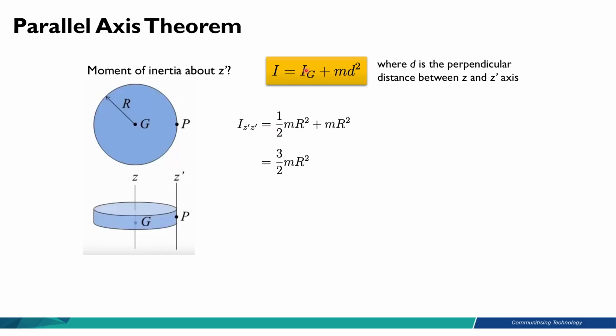So in this case, Ig about the Z-axis is given, from our previous slides, as 1/2 mr squared, plus m. And in this case, the distance between Z and Z prime is indeed the radius of this thin disk. So it is equal to r, therefore r squared. So half mr squared plus mr squared, we have 3/2 mr squared for the mass moment of inertia about the Z prime axis.